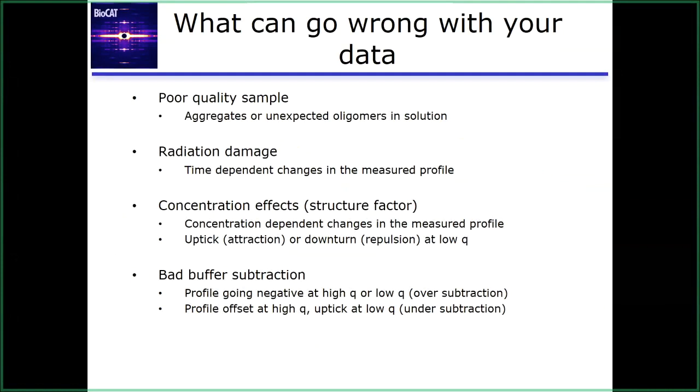And it may be either or both in those cases, because depending on how you've messed up the buffer, it may be an overall shift, it may be a shift at low Q, it may be a shift at high Q, depending on what the differences are. You can also get bad buffer subtraction if, say, protein gets damaged and then builds up on the capillary walls. That reads like background in your scattering, you subtract it off, and it shouldn't be subtracted off. It shouldn't be there at all. So that can also show up as a bad buffer subtraction.